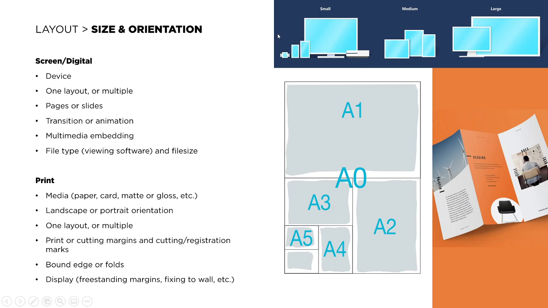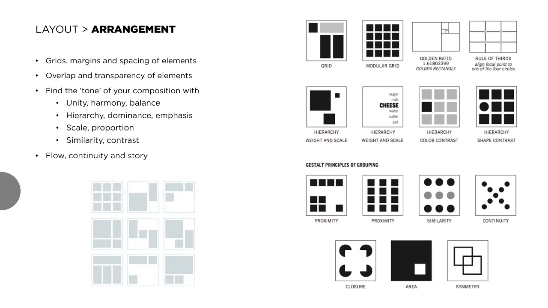Here you go, small, medium, large, for example, screens, okay? Small devices, like a little watch or tablet, then medium, like a computer screen, and then large, like big screen TVs, that kind of stuff, okay? And then arrangement, these are all various arrangements you can use, okay? So think about the grids, margin, the spacing of elements, the overlap and transparency of elements. Find the tone of your composition with unity, harmony, balance, hierarchy, dominance, emphasis, scale, proportion, similarity, contrast, okay? These are all a lot of big names, but over here is a little pictorial explanation of some of them, okay?